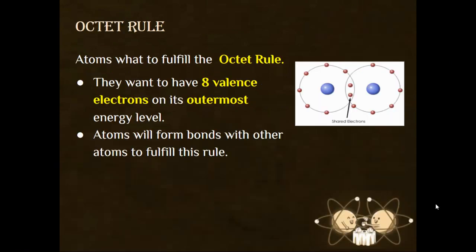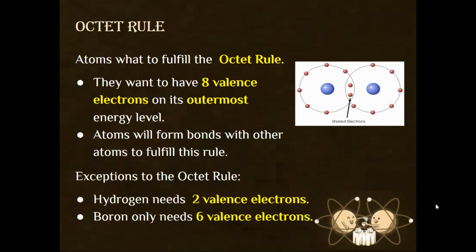So the octet rule. Atoms want to fulfill the octet rule, meaning they want to have 8 valence electrons on its outermost energy level. Atoms will form bonds with other atoms to fulfill this rule. The only exception to the octet rule should be hydrogen, which only needs 2 valence electrons. Since it only has 1 ring, it can't hold that many. And boron only needs 6 valence electrons. So we're going to keep that in mind once we're drawing out our Lewis structures and once we're checking our work.